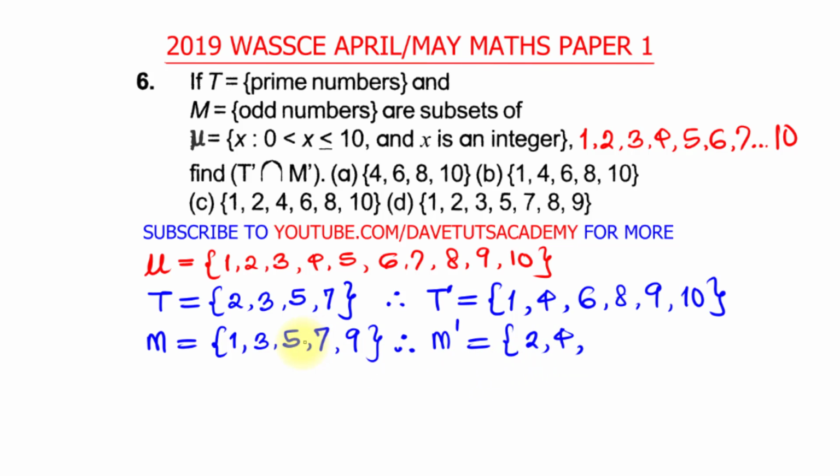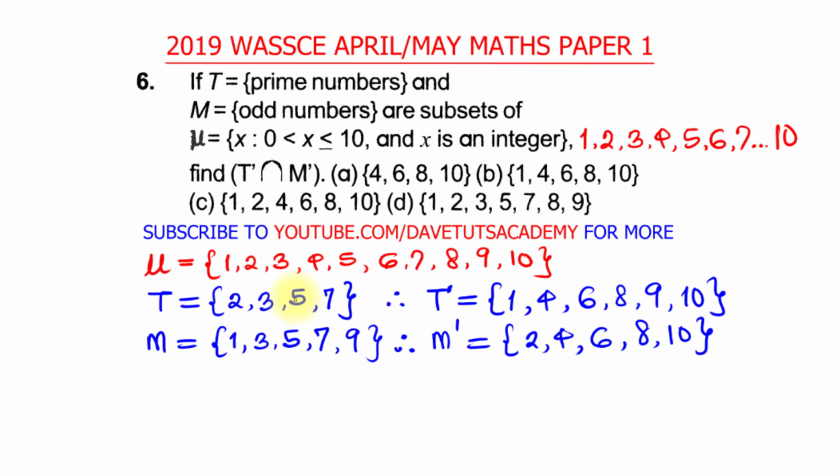5 we have said does not qualify. 6 is in the universal set, is not in M. 7 is in the universal set and it is in M, so it doesn't qualify. 8 is in the universal set, is not in M. 9 is in both. Then we have 10 in the universal set but not in M. But our question is not done.